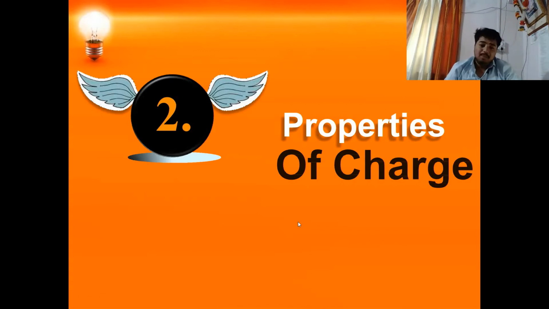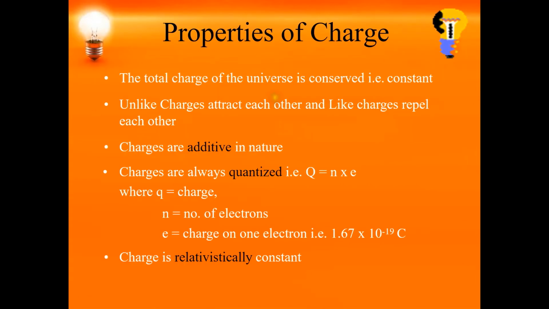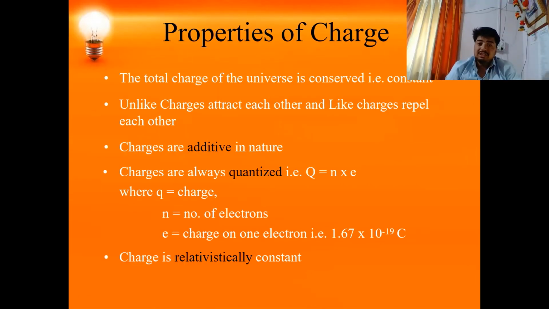Now let's study the properties of charges. The total charge of the universe is constant, or conserved. That is, if we consider the universe as a whole, the total charge of the universe is considered constant. Unlike charges, that is positive and negative charge, attract each other, but like charges, that is negative and negative, or positive and positive, tend to repel each other.